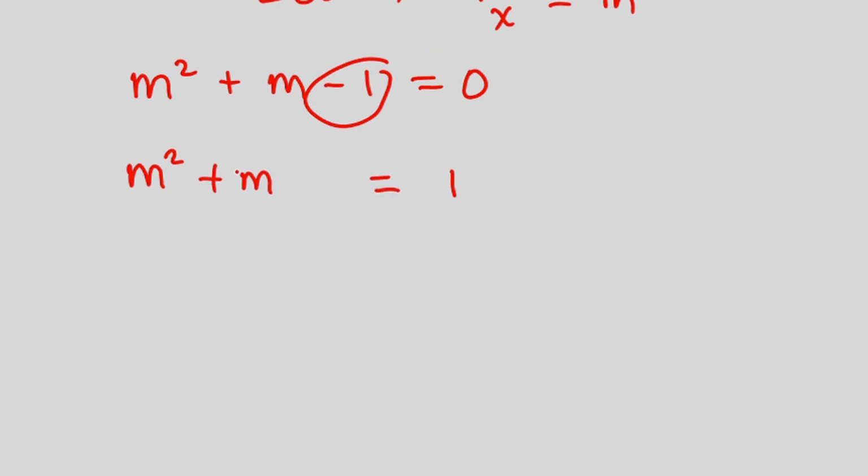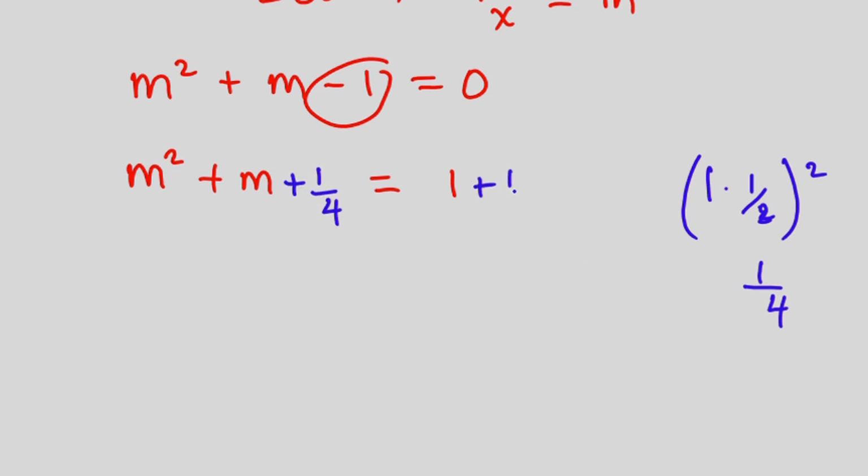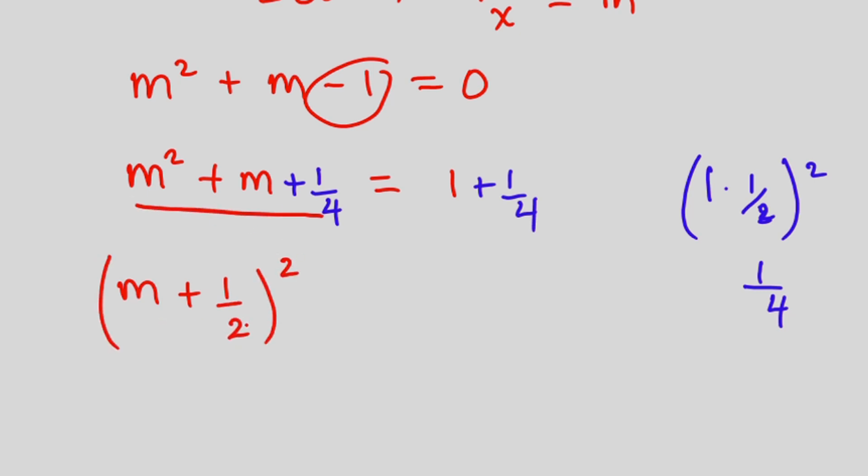Then we will take the coefficient of m, which is 1. So let me bring that 1 here. We will take the 1 and then multiply it by 1/2. Then the result, we are going to square the result. And we see that we are getting 1 over 4. Then we're going to add 1 over 4 to each side of the equation. And now we're going to have m plus 1 over 2 all squared, I mean, on the left hand side, this is what we're going to have. And on the right, we're going to have 5 divided by 4.